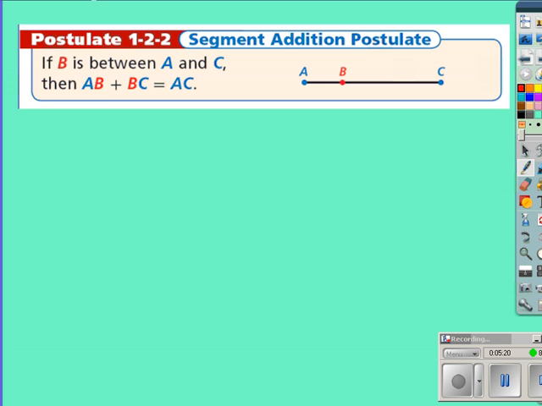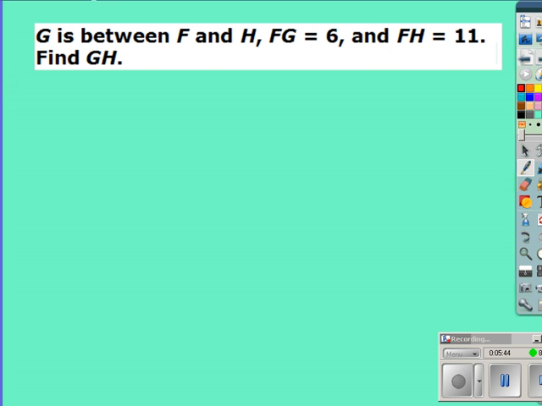It's kind of confusing to say, so I'm going to do an example. If the distance from A to B was 5, and the distance from B to C was 7, then we could add those together and get that AC is 12. So AB plus BC will give us that total distance of AC. Do an example here. G is between F and H. FG equals 6 and FH equals 11. Find GH. Take a second, give this one a try.